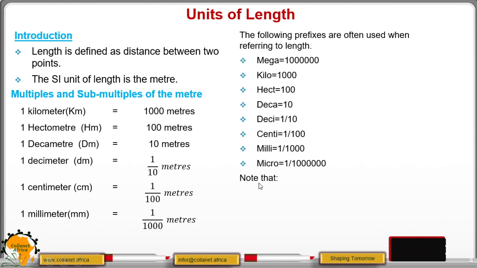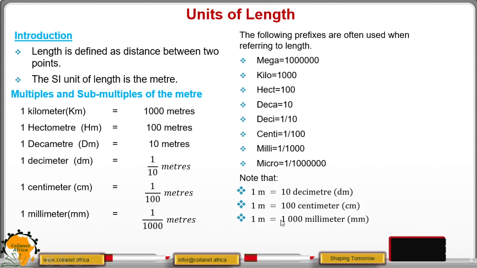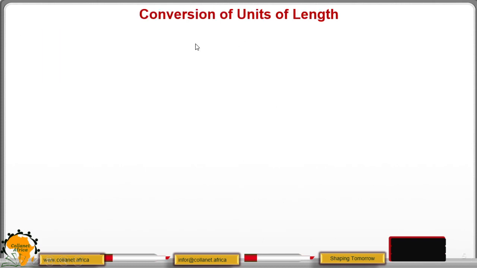So it is also important to note that 1 meter will be equivalent to 10 decimeter, we've seen. Then 1 meter again is equivalent to 100 centimeter. 1 meter is 1,000 millimeter, and 1 meter is equivalent to 1 million micrometer. Then from there we can move to conversion of units of length.